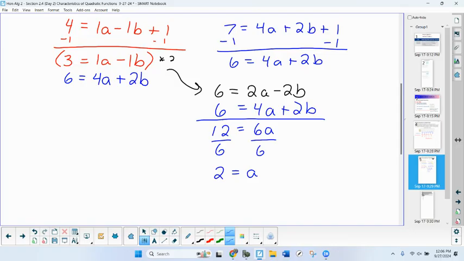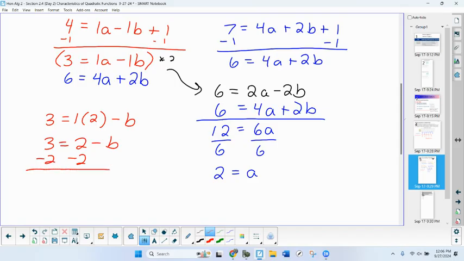Now, do you guys want to use the top equation or the bottom equation to find B? Top. So 3 equals 1 times A minus B. That's 2. What do you guys want to do now? Minus 2. You get 1 is negative B. So what's B? -1. So now we've got A, we've got B.